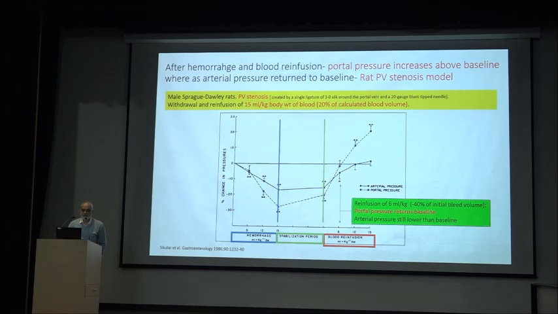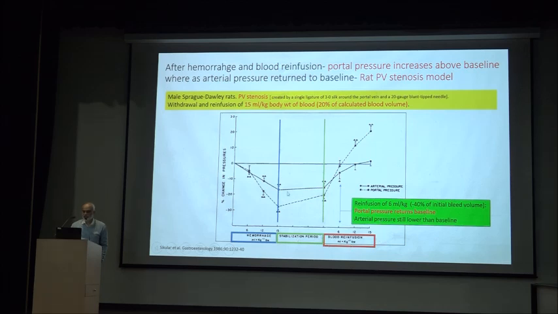This model was a portal vein stenosis model, in which 15 milligram per kilogram body weight of blood, that is 20% of the calculated blood volume, was withdrawn and then reinfused. So as we can see, if you look at the change in the pressure, this was the period when hemorrhage was done, then stabilization, and then blood reinfusion.